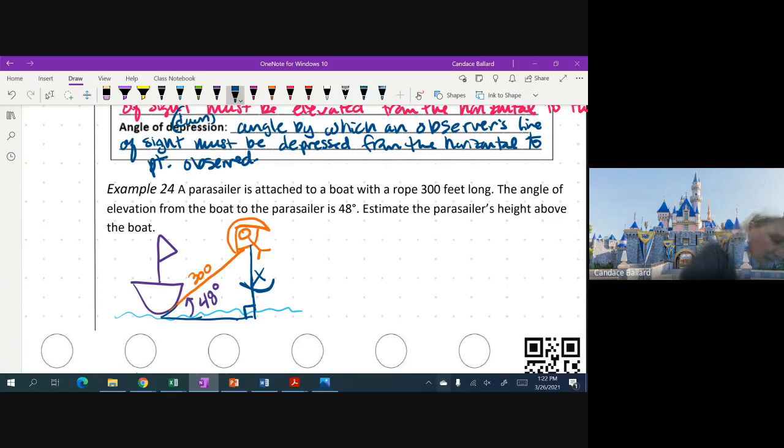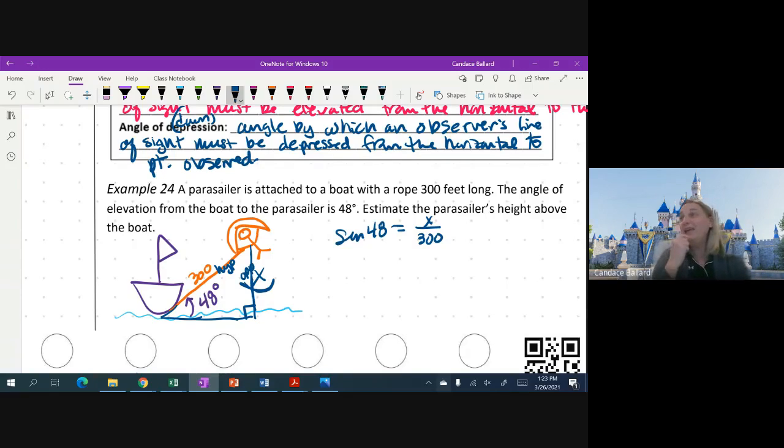All right. This is the opposite, and this is the hypotenuse. So which ratio do I have, sine, cosine, or tangent? Tell me in the chat. What do you guys think? All right, we definitely have sine there. Good job, everybody. So sine of 48 equals x over 300.